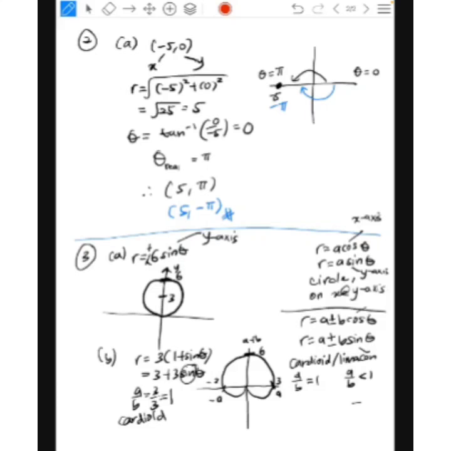Okay, let's look at C. C is r equals 3 plus 4 cos theta. So it looks like either it is a cardioid or limacon. Let's test a over b. a over b is 3 over 4, which is less than 1. So we have a limacon. So the limacon has a hole. It has a hole near the heart, like a heart with a hole, so to speak.